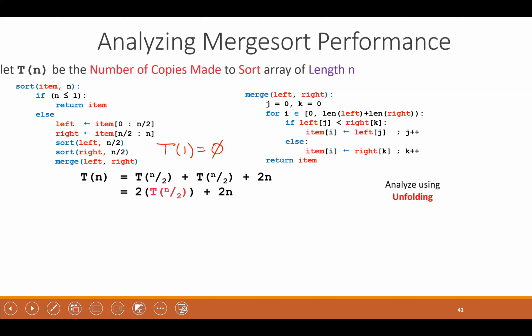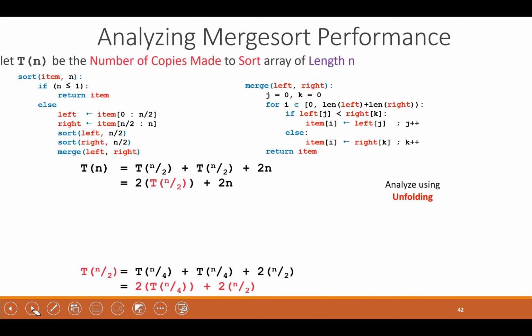So the first thing I'm going to do is, of course, collect my 2 like terms together. And then I'm going to note that, well, T of n over 2, I can write it as T of n over 4 plus T of n over 4 plus 2 times n over 2, right? I'm just taking this n over 2 and I'm substituting it in everywhere that I see n. Okay, so then I have a recursive definition of T of n over 2, and I'm going to plug that in where I see that T of n over 2 in the original equation.